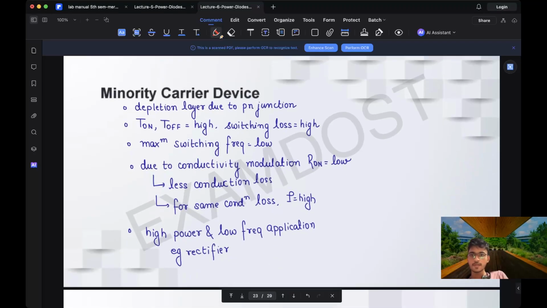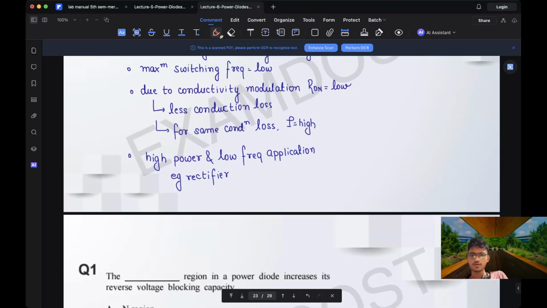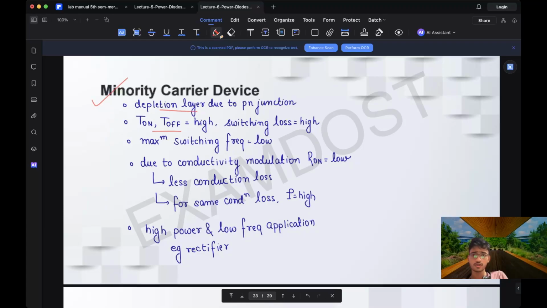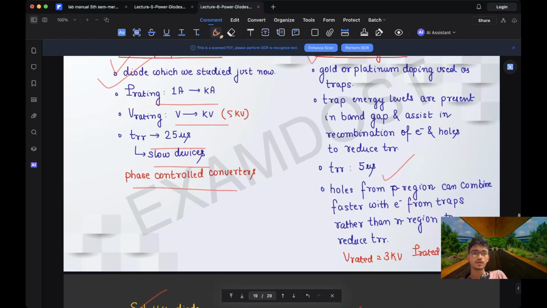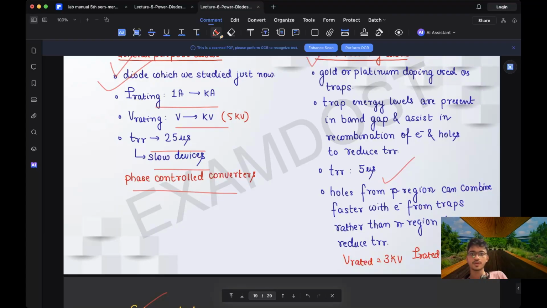Obviously, in minority carrier devices there would be a PN junction and depletion layer formed. T on and T off are high, losses would also be high, and switching frequency would be low. Due to conductivity modulation, R on would be low, then conduction losses will be low. For the same conduction loss, the current rating would be high. High power and low frequency, like rectifier stuff. Rectifier is low frequency, but the rating should be high.